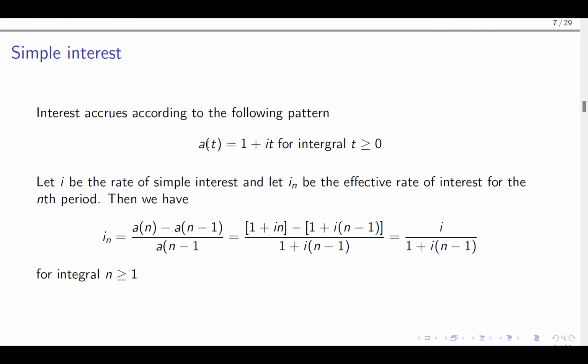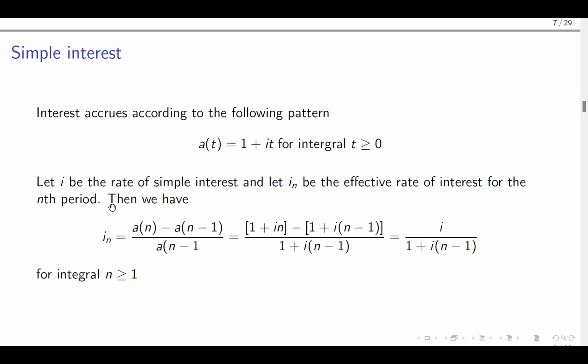The accumulation function, A(t), is equal to 1 plus it, where i is representing your interest and t is representing time, for any integer t greater than or equal to 0.